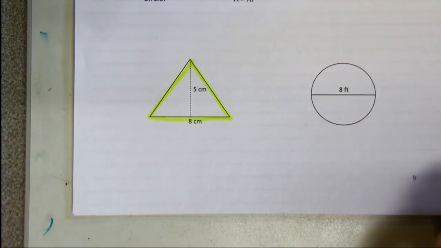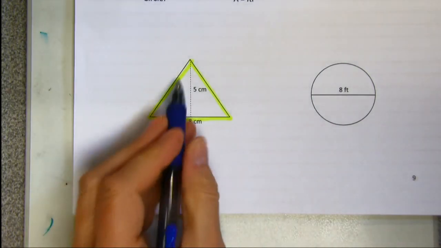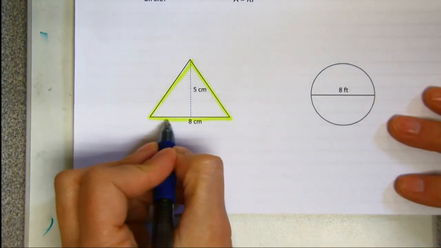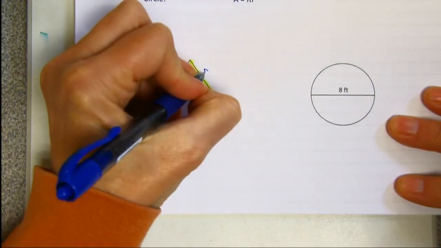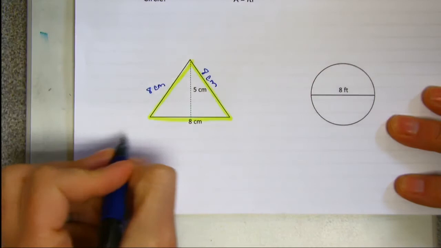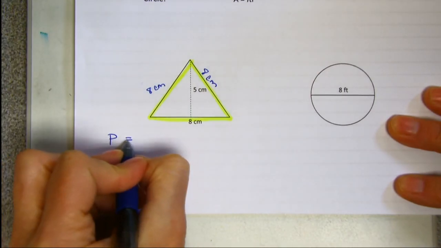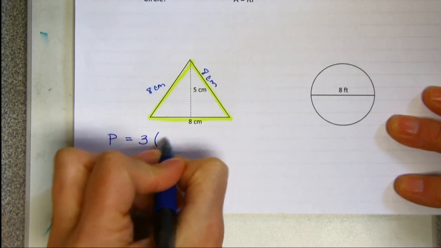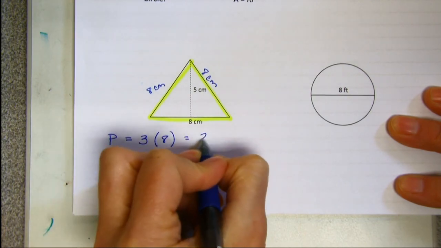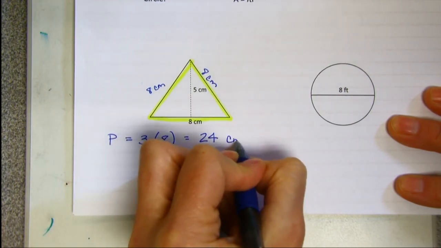Well, this is an equilateral triangle, which means all sides are equal. So if this is 8 centimeters, I know this is 8 centimeters, and I know this is 8 centimeters. So perimeter would be 8 plus 8 plus 8, or there are 3 sides at 8 centimeters, which would be 24 centimeters.